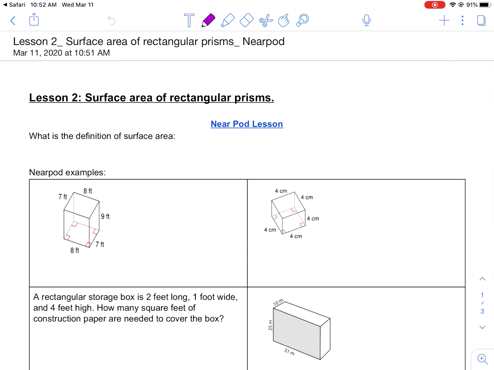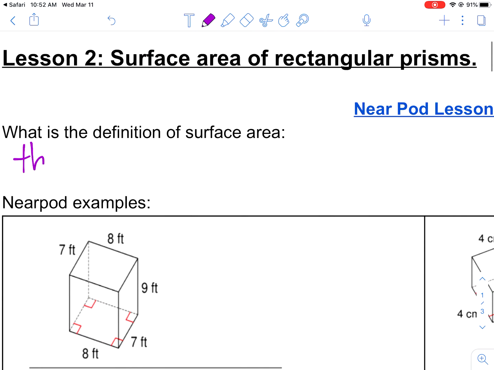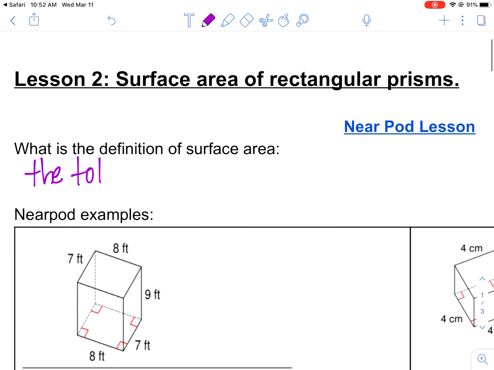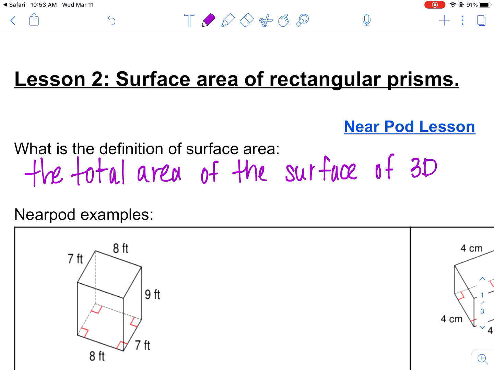In lesson 2, we're going to talk about surface area of rectangular prisms. So first we're going to define what is surface area. Surface area is the total area of the surface of a three-dimensional object.